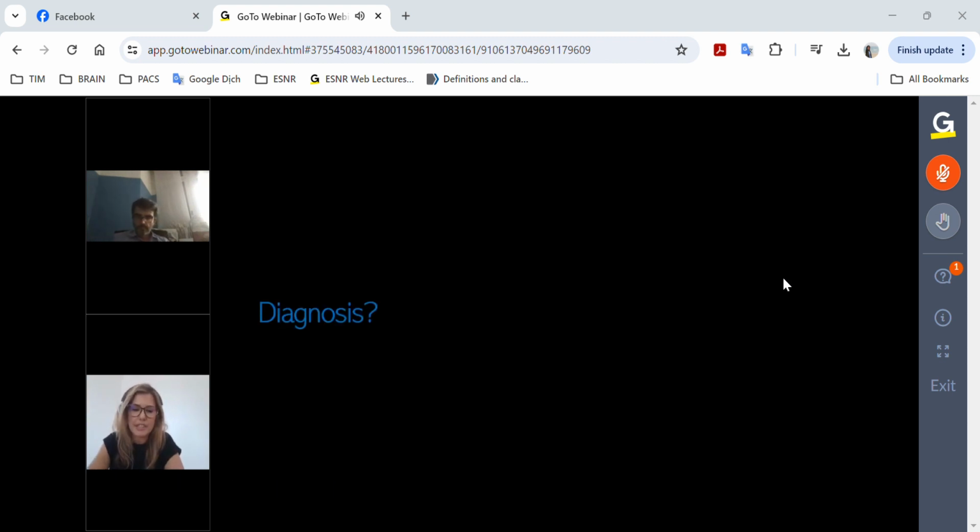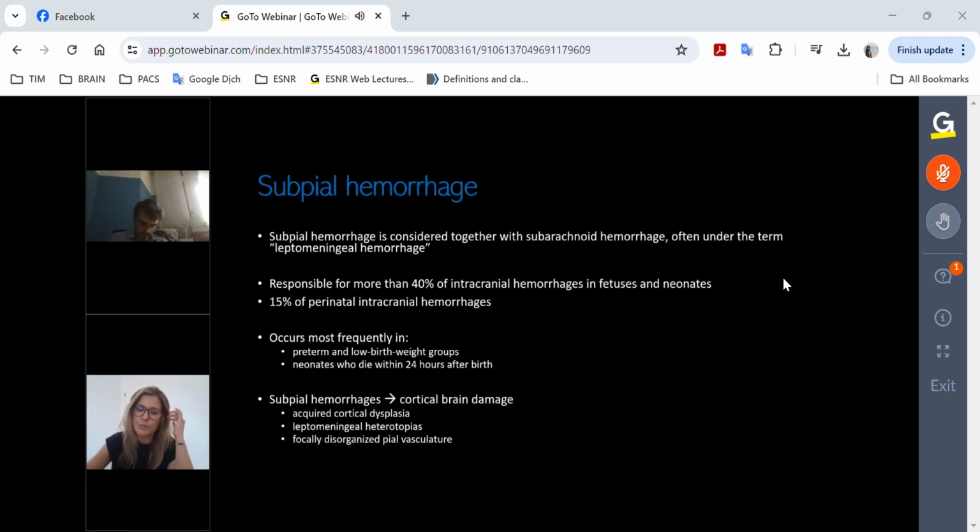So it's definitely a hematoma, a hemorrhage, but where is it? It's a subpial hemorrhage. Subpial hemorrhage is grouped with subarachnoid hemorrhage under the term leptomeningeal hemorrhage. It often occurs in preterm and low birth weight babies. It's very important because it can produce cortical brain damage, as in our case.